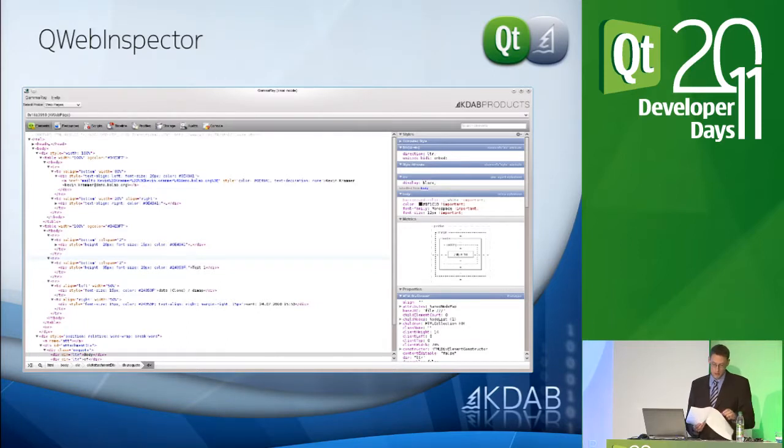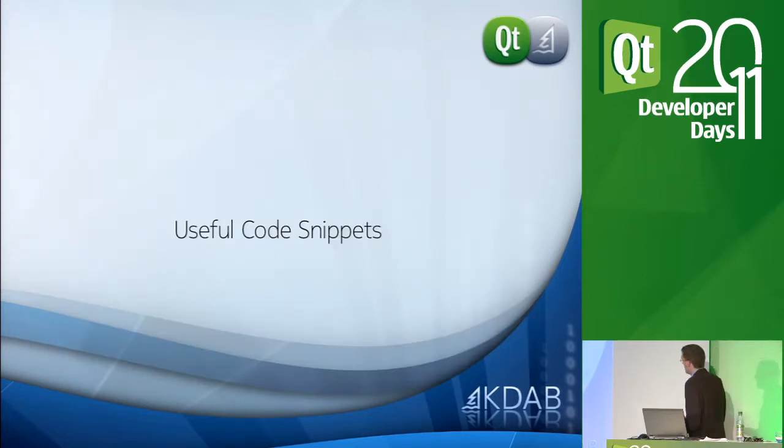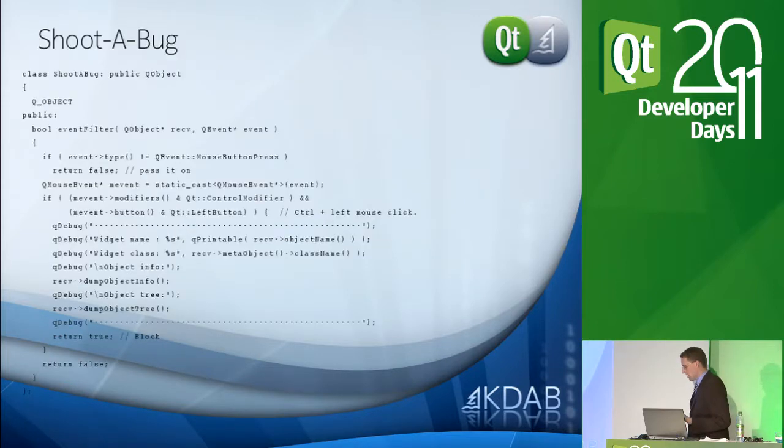So what else do we have? Some useful code snippets for self-made debugging tools, or debugging tools that someone else already made for you, that are similarly easy to integrate but aren't shipped with Qt directly. OK, that's slightly hard to read, but I'll just explain that.